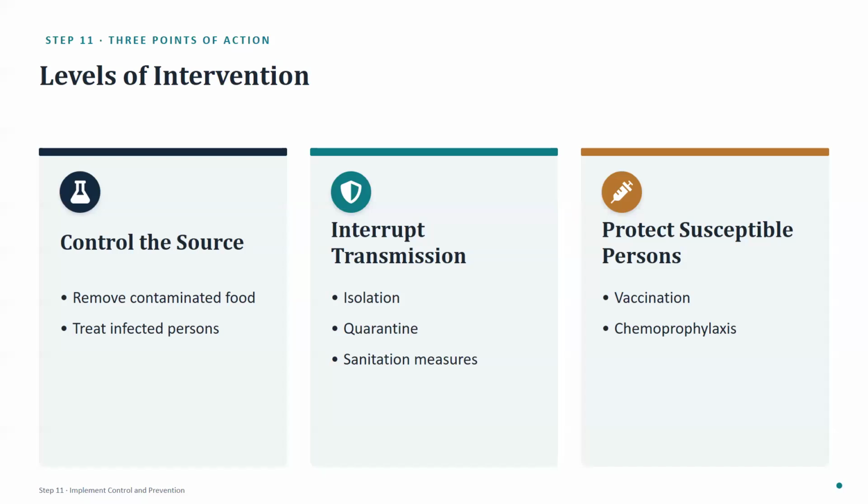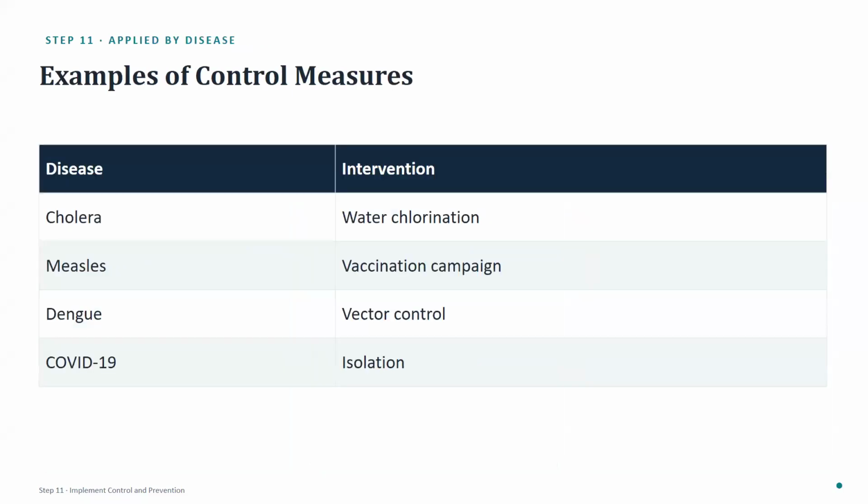So levels of intervention can be that we control the source, we remove the contaminated food, for example, and treat the infected person. We can interrupt the transmission, like we can do isolation, quarantine, and sanitation measures, and protect the susceptible persons by doing vaccinations and chemoprophylaxis. These are some examples of the control measures.